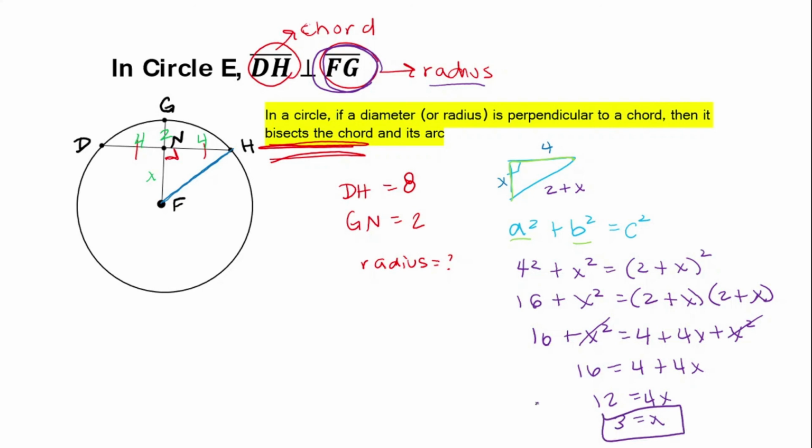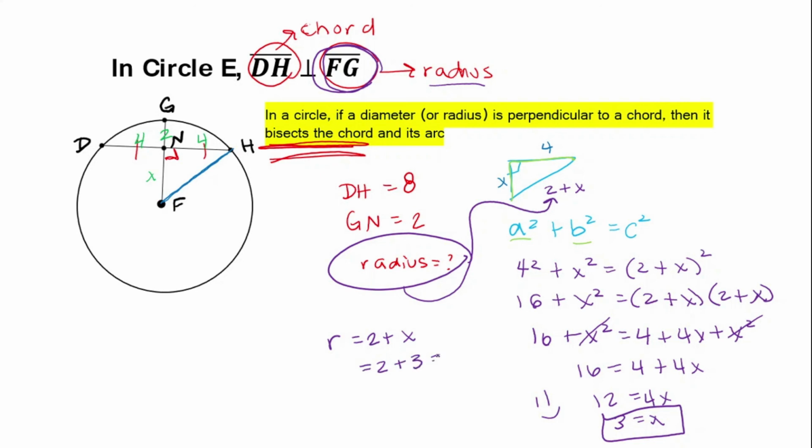So x is 3, but that's not the answer because we needed to find the radius, right? Well, the radius is 2 plus x. So the radius is equal to 2 plus 3, which is 5. And that's it. So anytime you're missing a piece, just call it x and just move on from there.